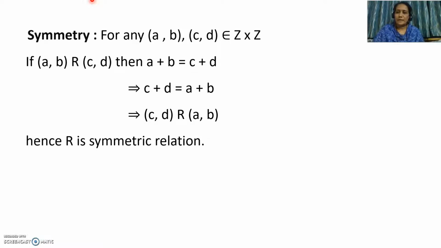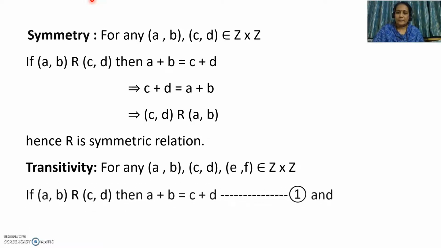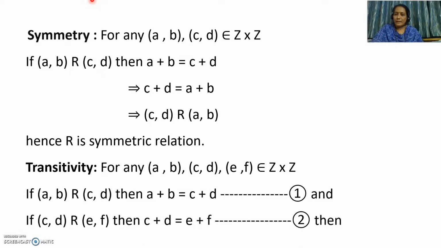Next we check the transitive relation. For any (a,b), (c,d), (e,f) belongs to Z cross Z. Here we take three elements. First, if (a,b) is related to (c,d), that is the first element is related to the second element, then by our relation a + b = c + d. And we take (c,d) is related to (e,f). Then c + d = e + f.